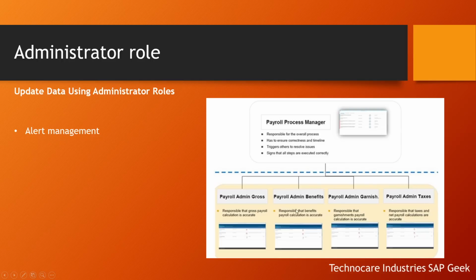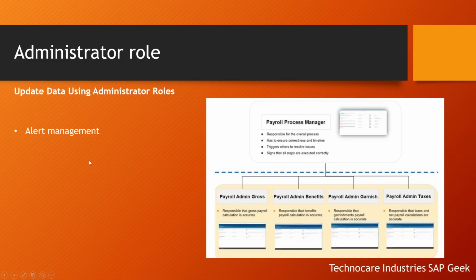Okay, so this is just an example. You can have n number of different administrators. You can also have only one payroll administrator and one payroll manager. So it is up to us. Now we need to see the same thing from an administrator's perspective.